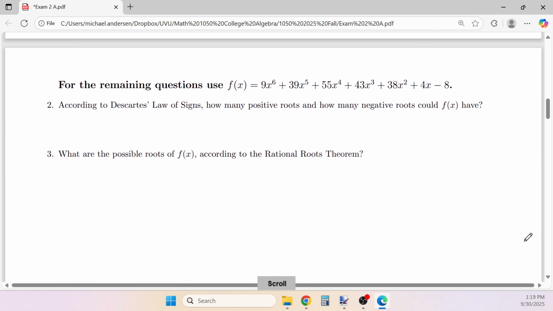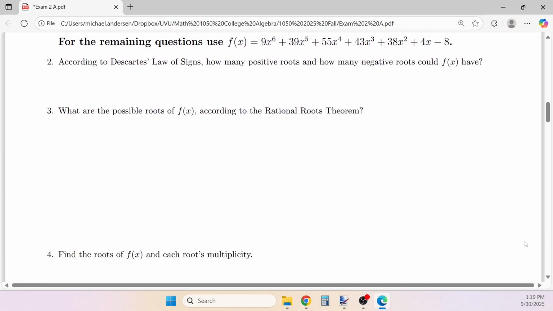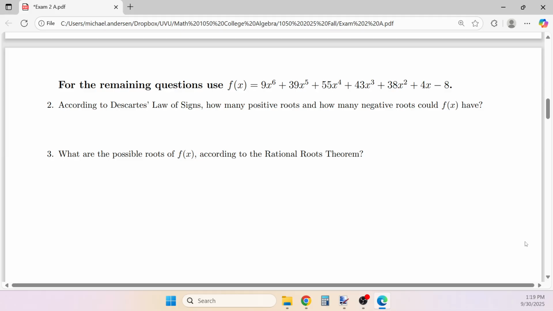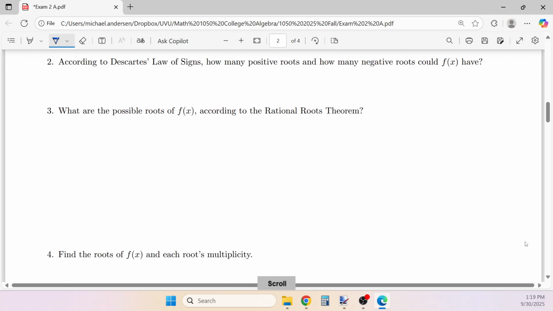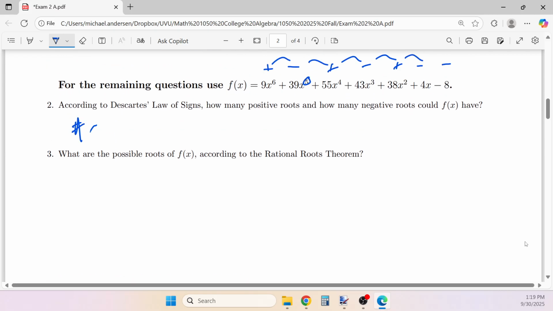Next question. According to Descartes' law of signs, how many positive roots and how many negative roots could f have? So let's switch all the signs on all the odd powers. We have positive, negative, positive, negative, negative, negative. 1, 2, 3, 4, 5 sign switches. So the number of negative roots is 5. Count down by 2: 3, 1. The number of positive roots is 1, since there is 1 sign change.